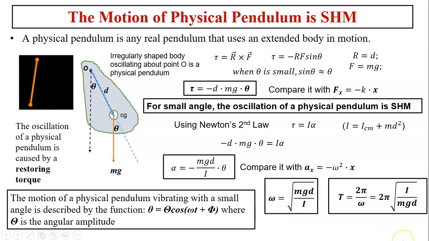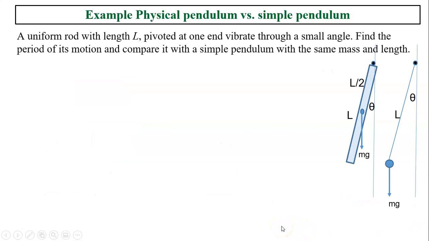So again, the motion of a physical pendulum vibrating with small angle is described by the same function, that's a sinusoidal function, theta equals capital Theta cosine omega t plus phi. This capital Theta is the angular amplitude, that's the maximum of the angular displacement. Take a look at this example. A uniform rod with length L pivoted at one end vibrates through a small angle. Find the period of its motion and compare it with a simple pendulum of the same mass and length. How do the two compare?